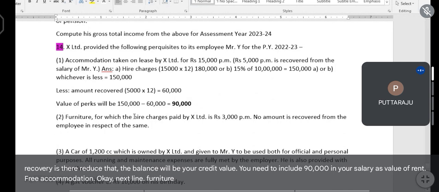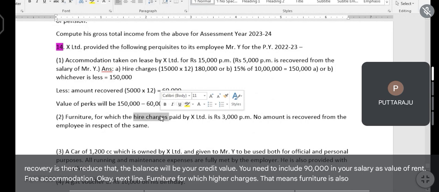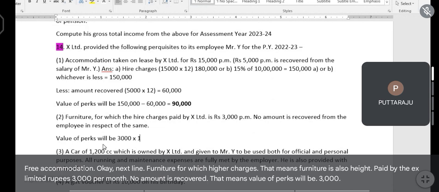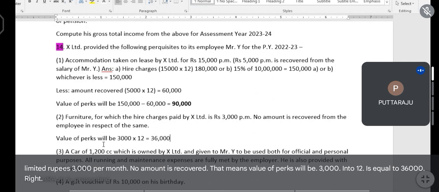Furniture for which hire charges, that means furniture is also hired, paid by X Limited, rupees 3,000 per month. No amount is recovered. That means value of perks will be 3,000 into 12 is equal to 36,000. Correct? If it is hired, you need to take actual hire charges, right? Yes, sir.